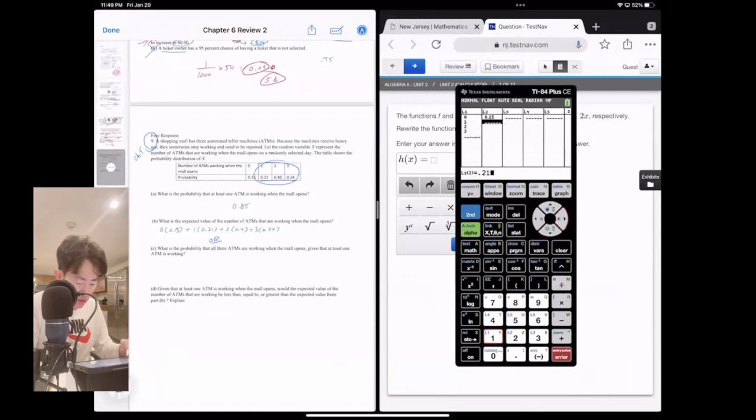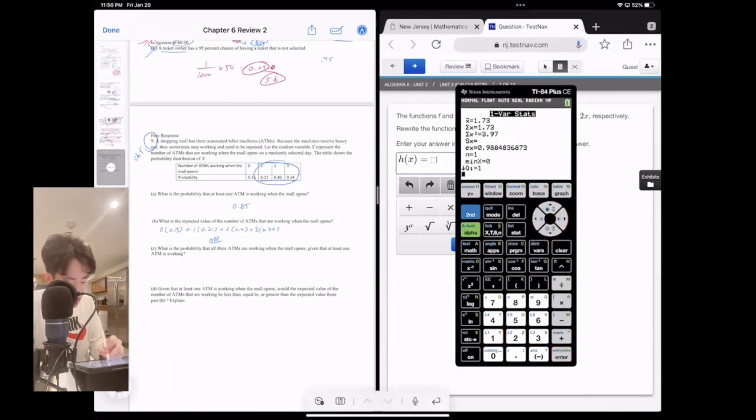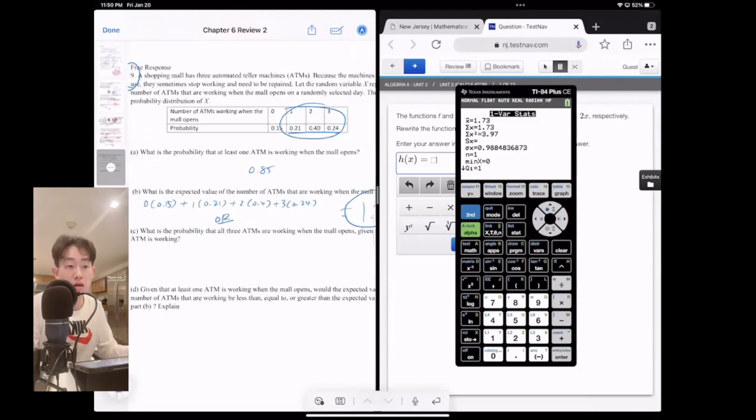0.15, 0.21, 0.4, 0.4, and then 0.24. All right, so STAT CALC, 1-Var Stats, and you already know it's going to be 1.73. That's the expected number of ATM machines that are working at the mall.